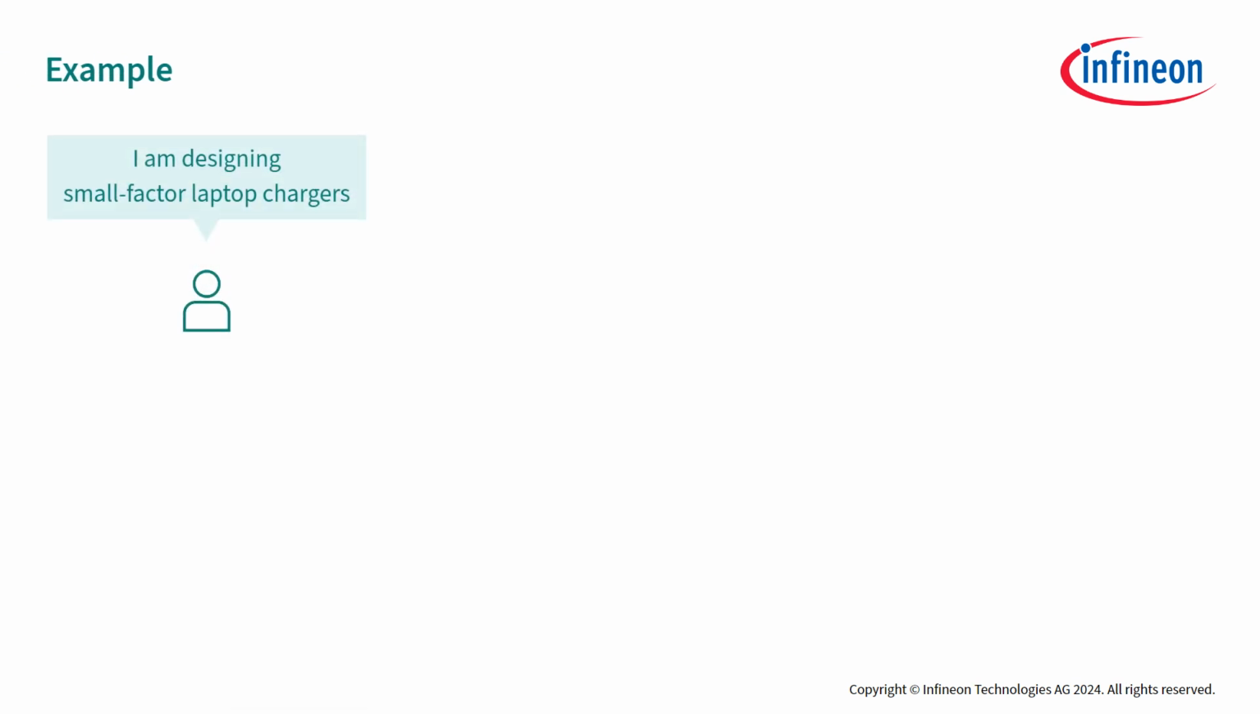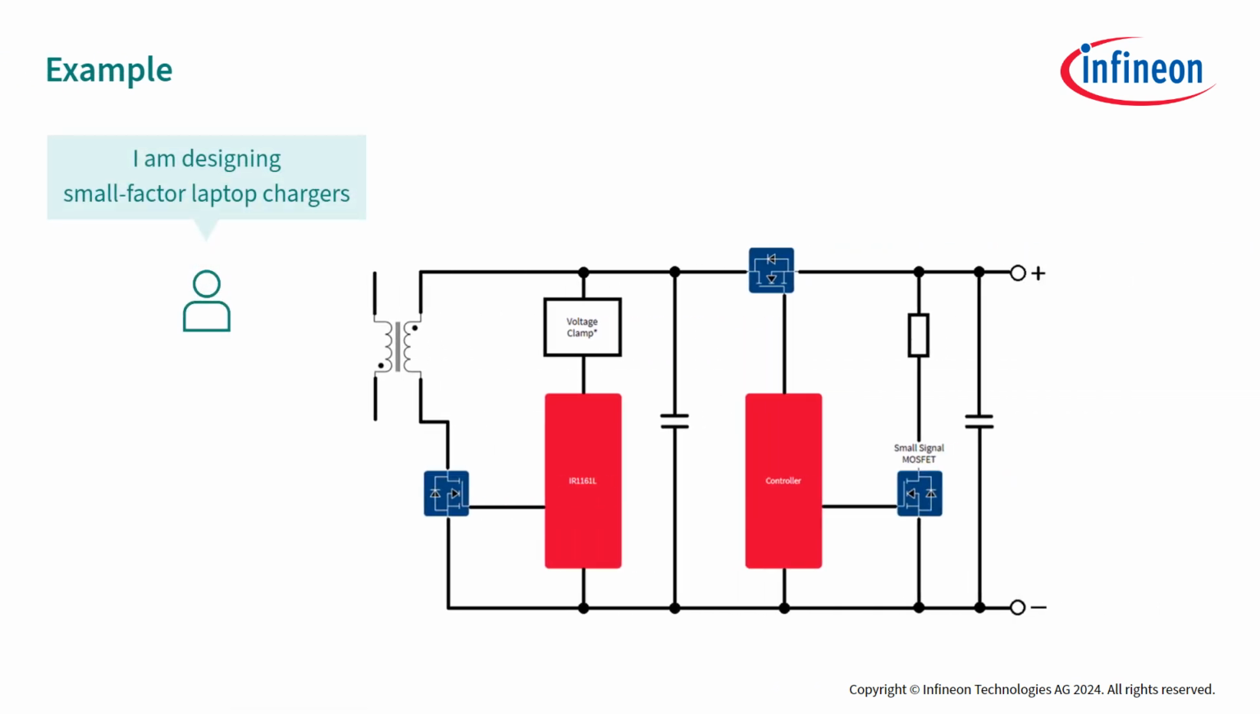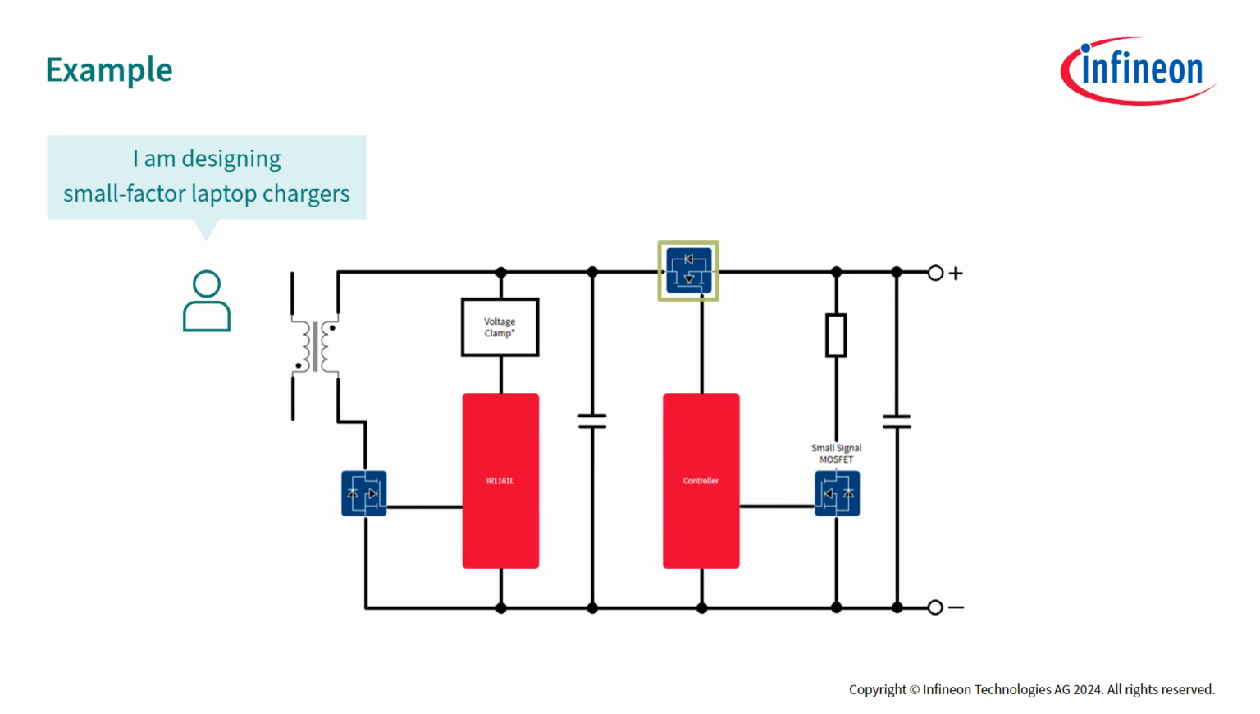Someone designing small factor laptop chargers is asking for our MOSFETs for the load switch section of the design. Here is a simplified circuit showing the N-channel MOSFET, circled in green, that will be used as a load switch on the secondary side of the charger. We also have the technical requirements. Since space is highly constrained, we must choose a small PQFN package, although we need to consider the relatively high current specification of 4 amperes with a thermal resistance defined according to the PCB specification given to us.